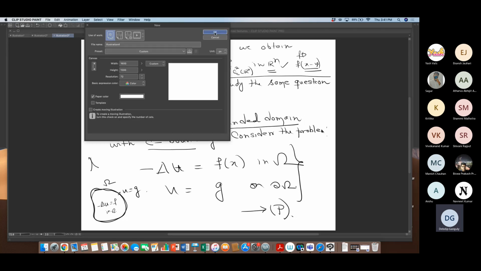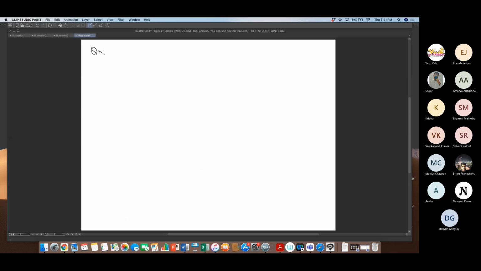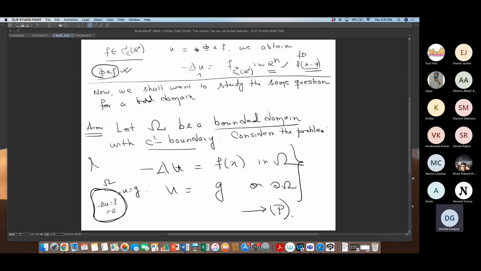Now the question is, can we? Last time what we said is that if f is given, we want to solve minus Laplacian of u equal to f(x), so the solution is given by φ convolution f. φ is always a fixed function, because you know what that fixed function is: the fundamental solution. f is given, so you just convolve with f and you get a solution.